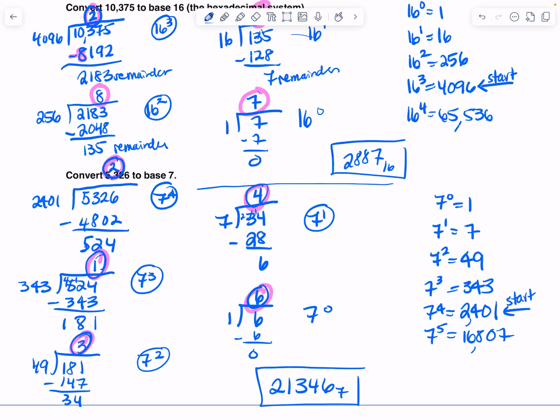Okay, so don't forget when you're converting to another system, you have to divide. The process is longer than multiplying, but just don't forget to include the base with your answer. So you need that subscript there.